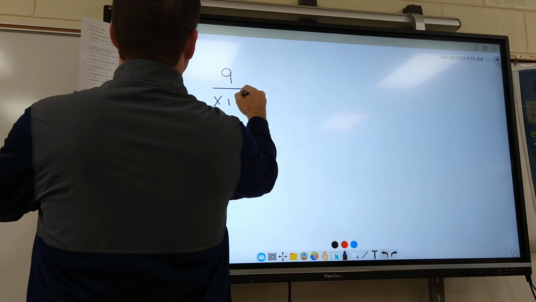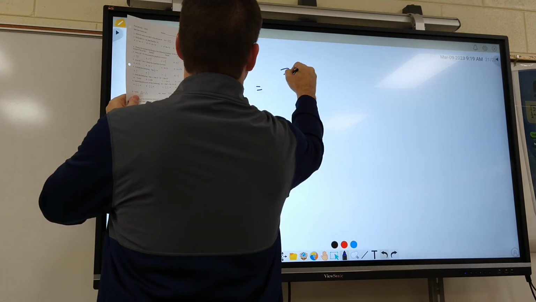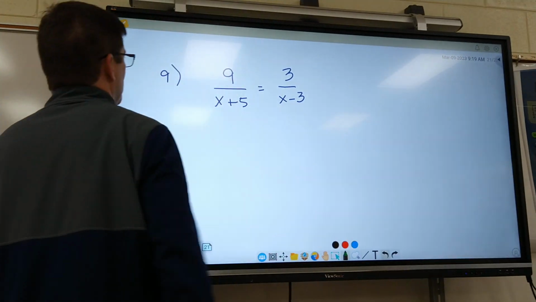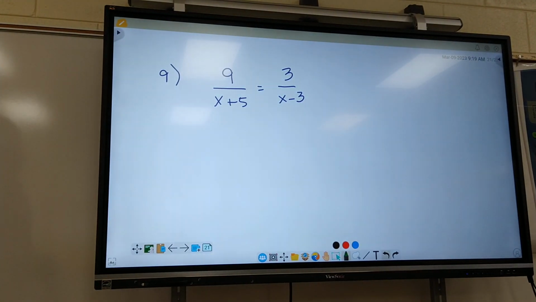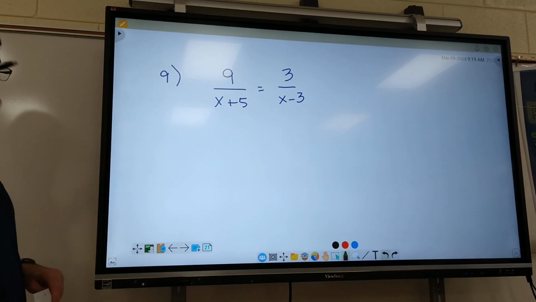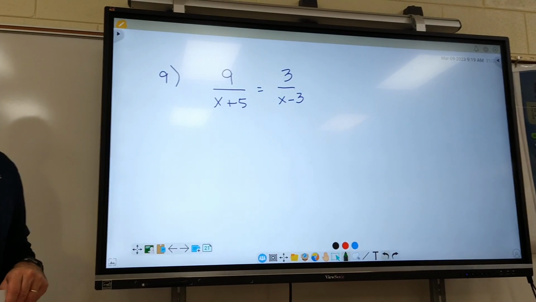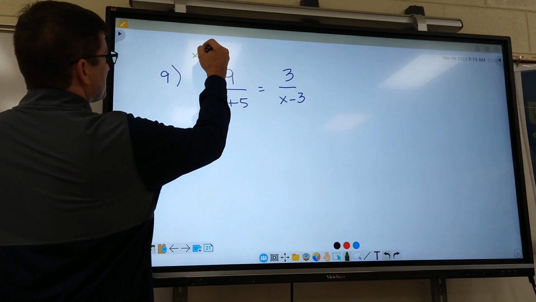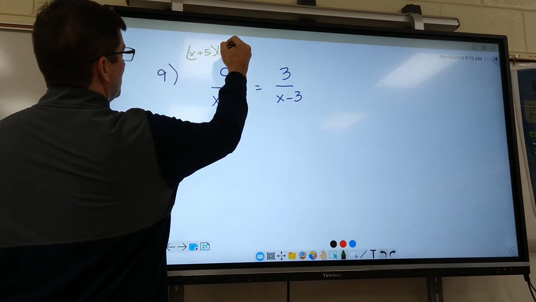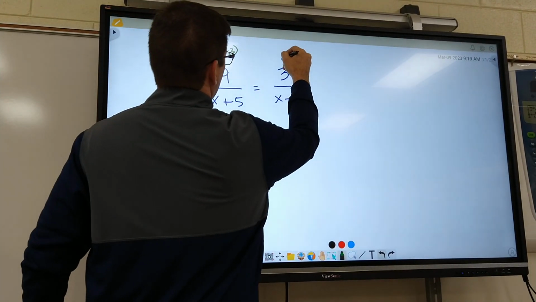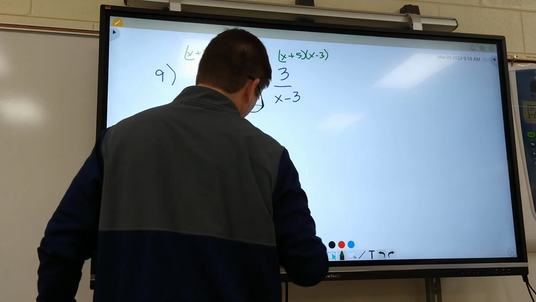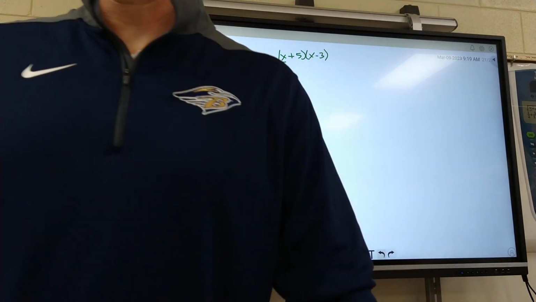9 over x plus 5 equals 3 over x minus 3. All right, look at it. What's your common denominator on number 9? Remember our rule. You got to use one of everything on the bottom as your common denominator. So we're going to use x plus 5 and x minus 3. X plus 5 and x minus 3. You guys do your crossing out. See what you can get. This one's pretty easy.